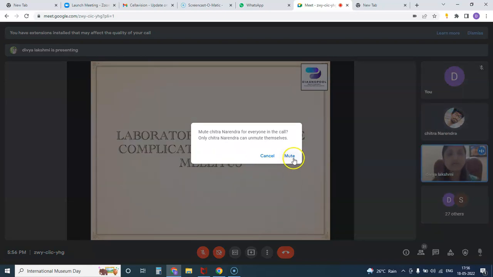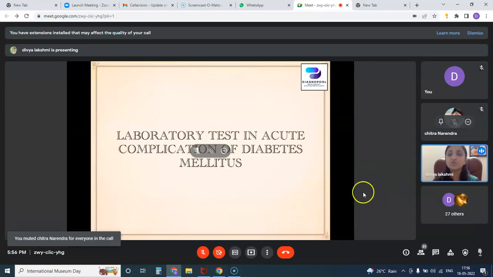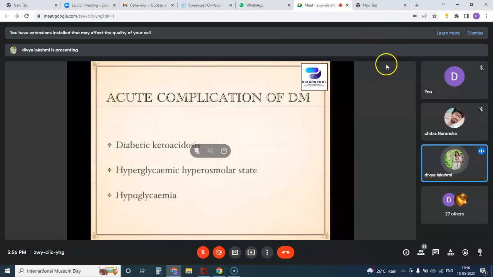So we have to know a little bit, in two slides, about acute complications of diabetes mellitus. What we read all this while were chronic complications, where the blood sugar level is high for a longer duration. But sometimes high blood sugar can cause immediate problems also. That is diabetic ketoacidosis and hyperglycemic hyperosmolar state. And the third one is hypoglycemia.